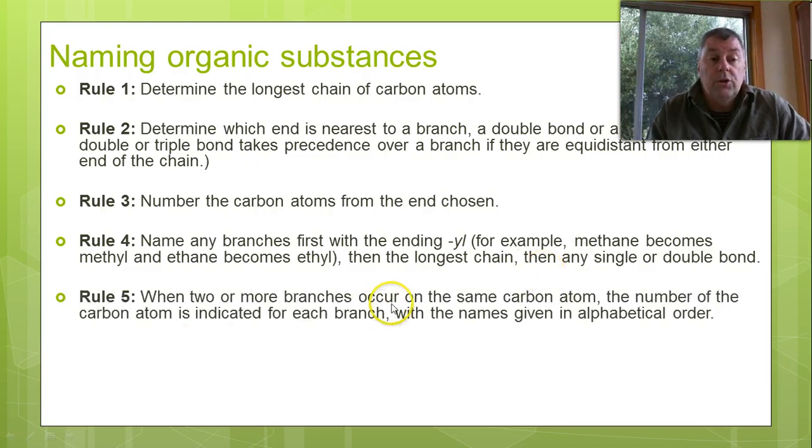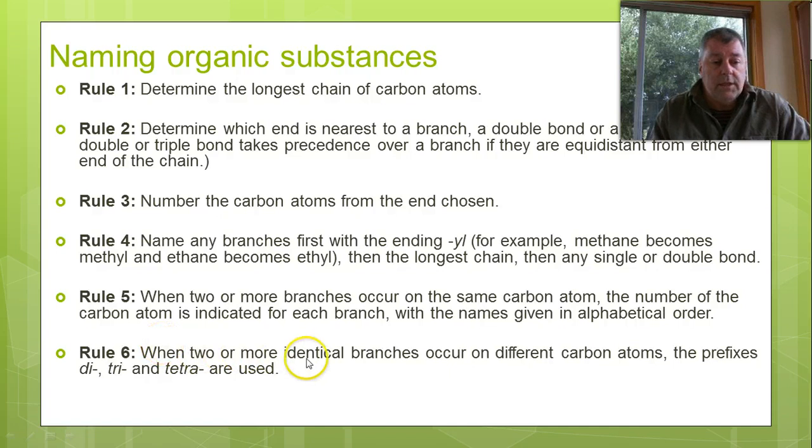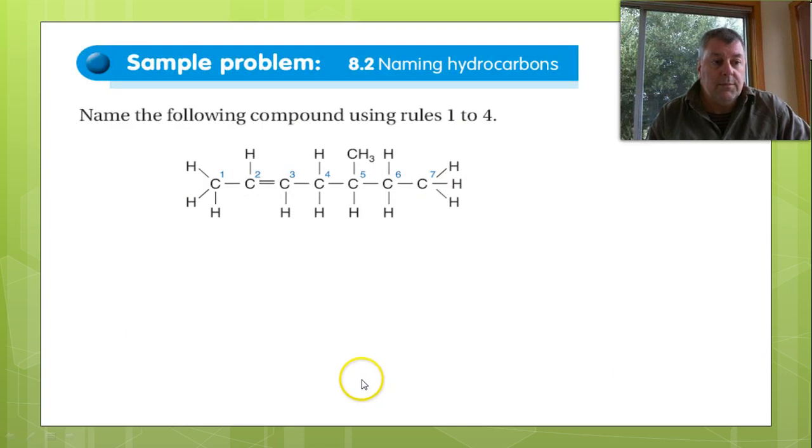When 2 or more branches occur on the same carbon atom, the number of the carbon atom is indicated for each branch with the names given in alphabetical order, and we'll see what all this means in a couple of examples coming up. When 2 or more identical branches occur on different carbon atoms, the prefixes di, tri or tetra are used. So that's when they're on different carbon atoms. But if you've got 2 methyls and they're coming off 2 different carbon atoms, you would be dimethyl. So let's just do an example.